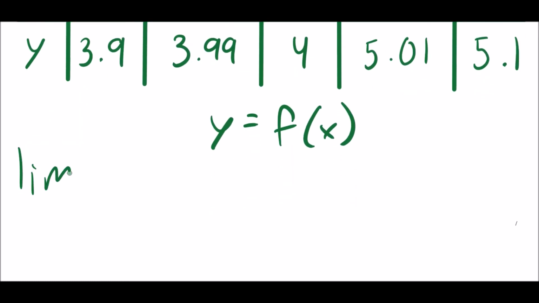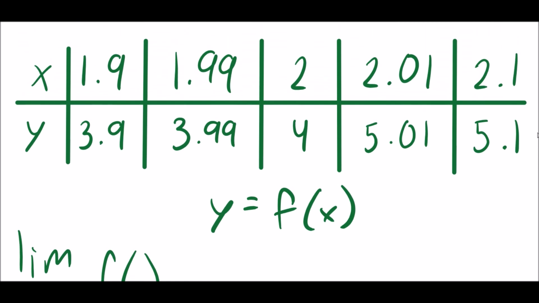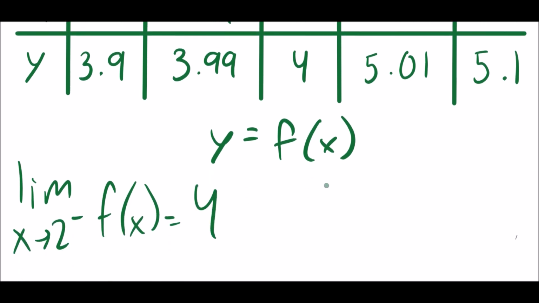So let's try the limit as x approaches 2 from the left side of f of x. Well, if you look back at the table, we see that from the left side, as x gets closer and closer to 2, the y is getting closer and closer to 4. And it kind of matches with what the function value actually is. But in this case, it never matters what the function value is. We just want to look at what y is approaching. And it's approaching 4. So that should be 4.